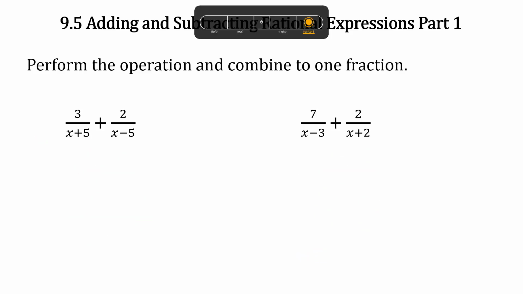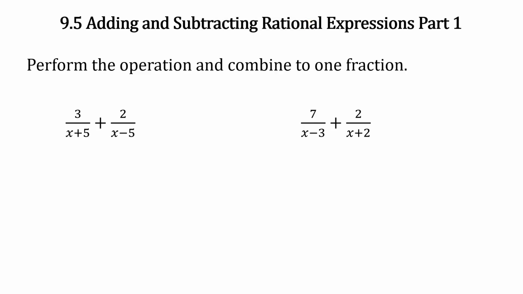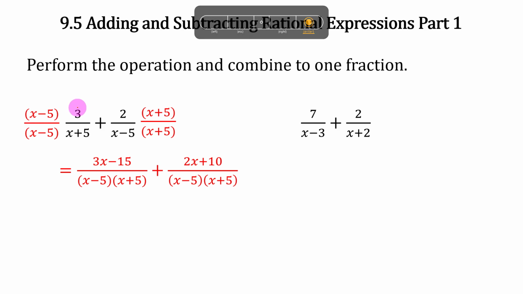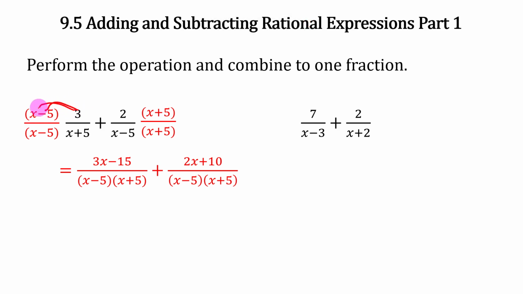Okay. So now when they don't have common denominators, our common denominator is going to be x plus 5 times x minus 5. Yeah, you can see it as x squared minus 25, but we don't need that right now. So on the left, multiply by x minus 5 over x minus 5, and on the right, x plus 5 over x plus 5. And so I need to do the distribution, 3x minus 15, 2x plus 10.